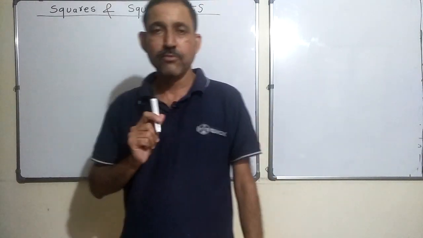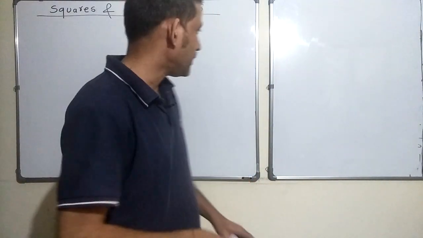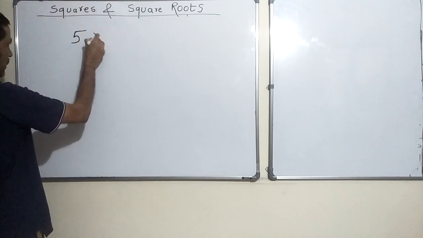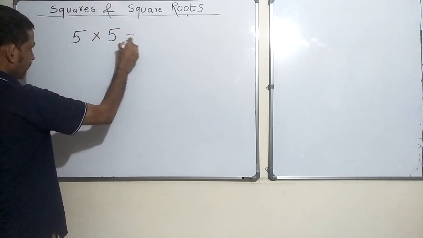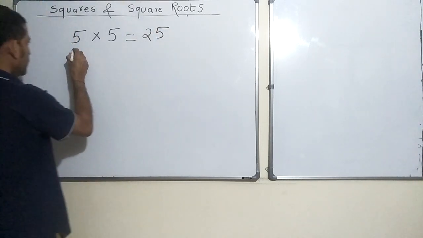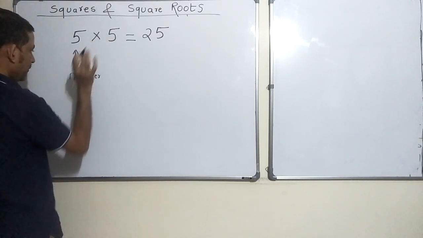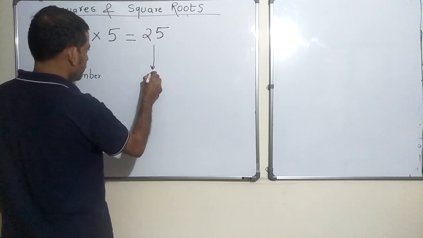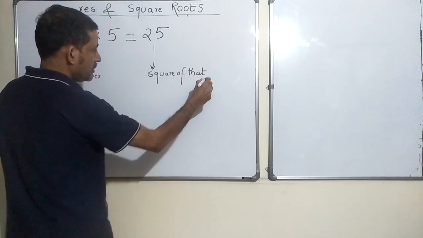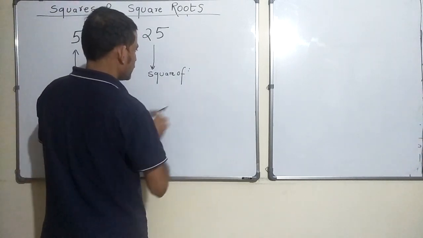Okay, so now, do you know what you mean by the square of a number? See, if a number is multiplied by itself, the product that we get is called the square of that number. So, this is the number, 5, multiplied by itself, 5 into 5. The product is nothing but the square of that number. Which number? Square of 5, right, square of 5.